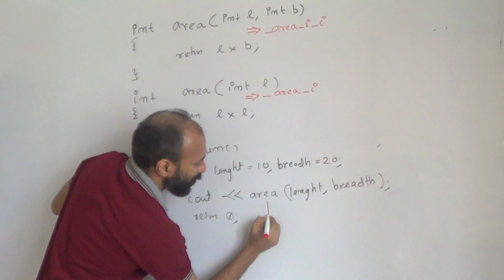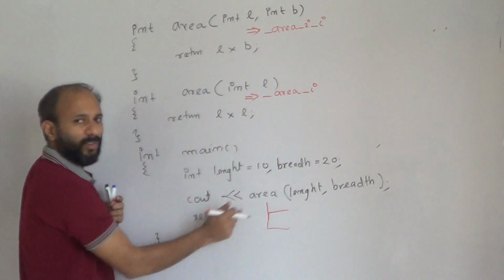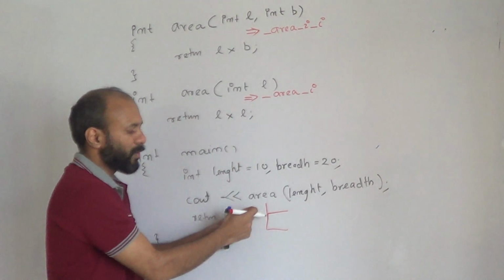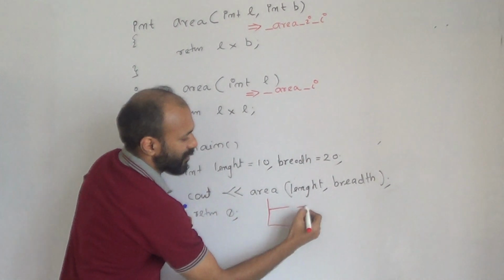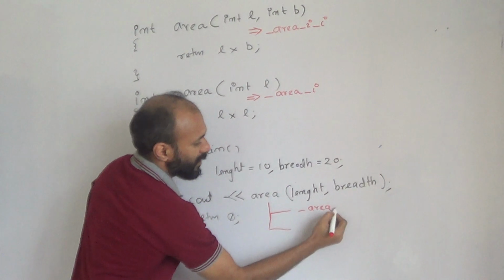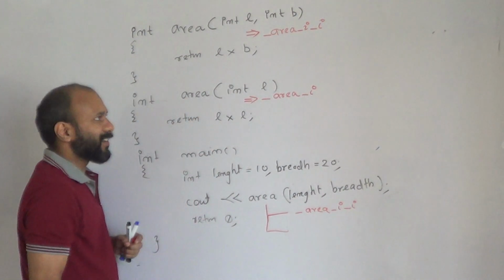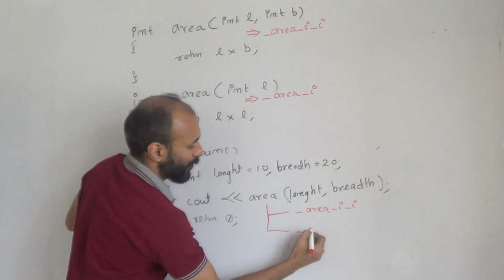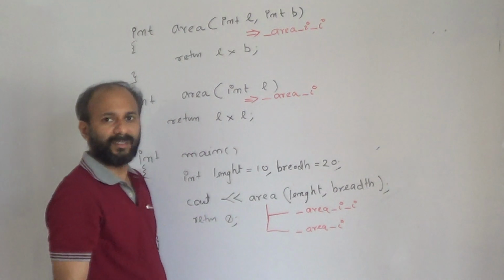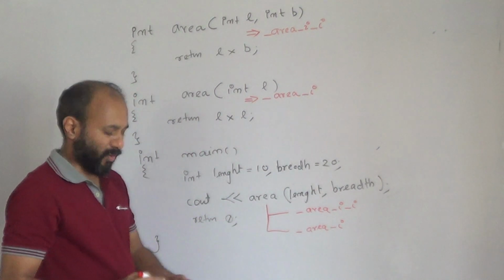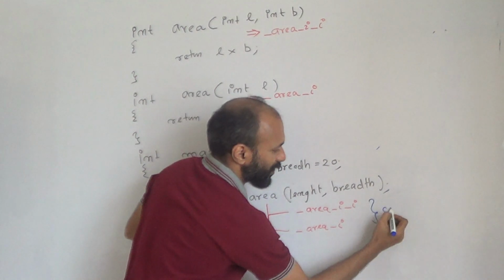Now here the compiler has a possibility of invoking two functions. In this scope there are two functions available. The first function is underscore area underscore I underscore I, and the second function is underscore area underscore I. There are two functions. All these functions are known as candidate functions. There are two candidate functions.